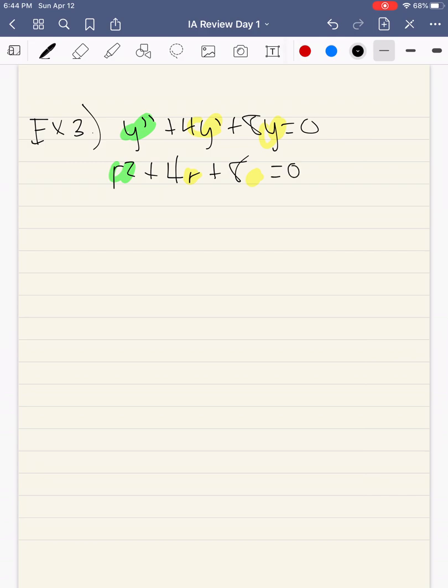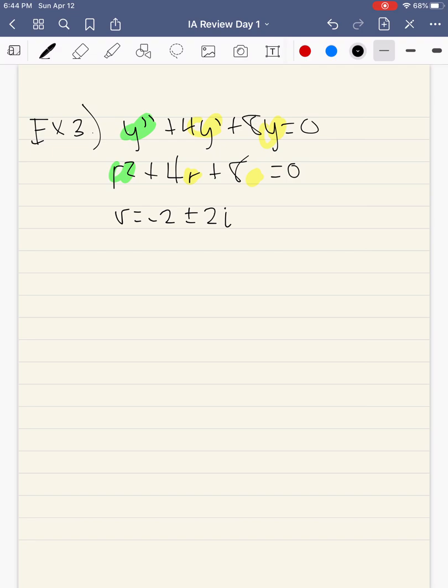So now let's go ahead and just, we can do the quadratic formula for this, because I don't see a way to reverse FOIL this. So if I do the quadratic formula, I'll get r is equal to -2 plus or minus 2i. So I have a complex situation going on here.